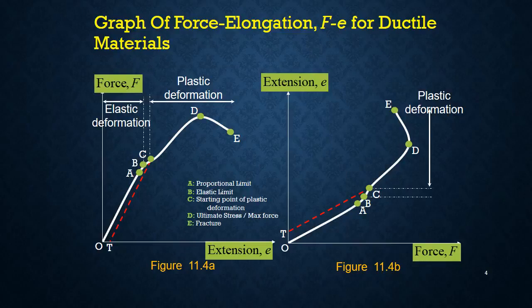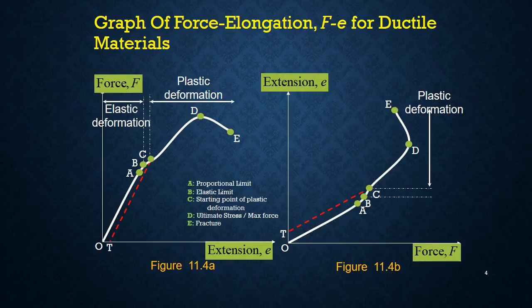There are: point A, proportional limit; point B, elastic limit; point C, initial point of plastic deformation; point D, ultimate stress or maximum force; and the last one, point E, is the fracture point.